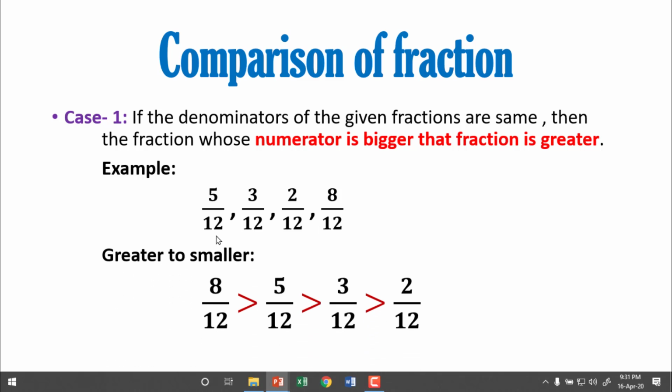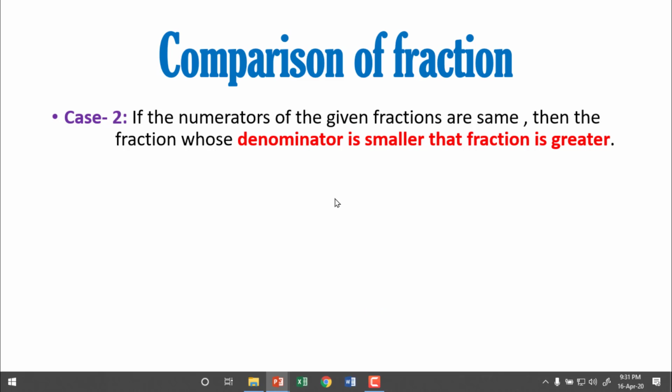So look, if the denominators are the same, we will compare the numerators. The fraction with the bigger numerator is the bigger fraction. Now case number 2: if the numerators of the given fractions are the same, then the fraction whose denominator is smaller is greater. Look carefully. The numerators of the given fractions are the same. What will happen then?